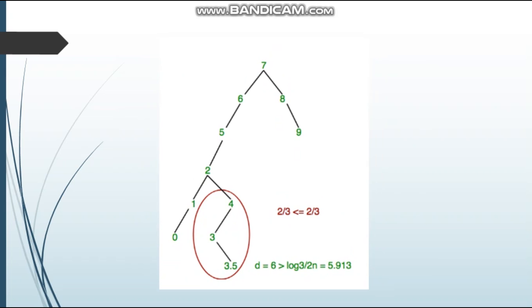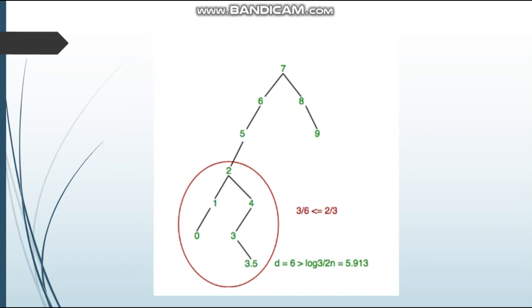Since 3 is not the scapegoat, we check the same condition for node 4. Size of node 3 is equal to 2 and size of node 4 is equal to 3. So size of node 3 by size of node 4 results in 2 by 3, which is not greater than 2 by 3. So this is not the scapegoat and we move up. Now size of node 4 by size of node 2 results in 3 by 6, which is still less than 2 by 3, which does not fulfill the condition of scapegoat. So we again move up.